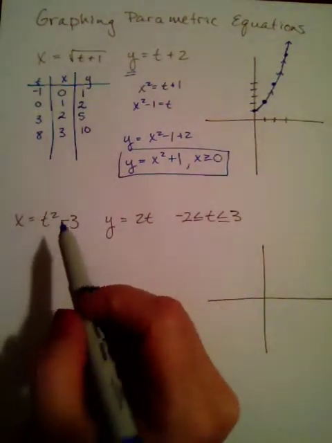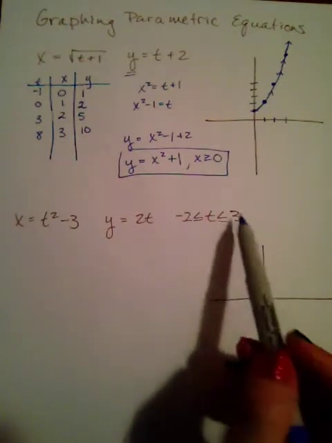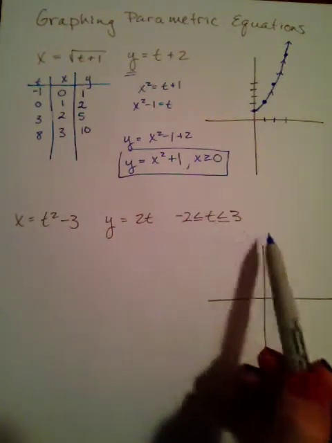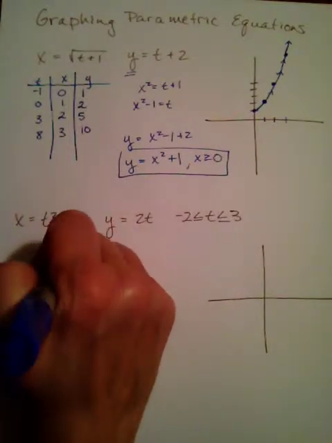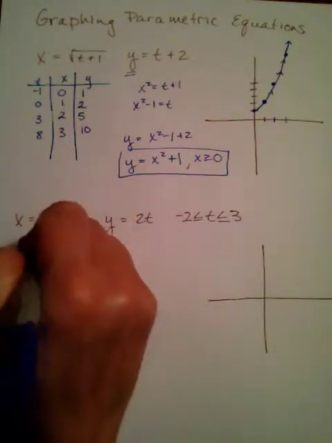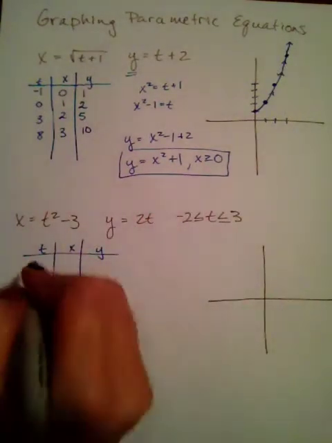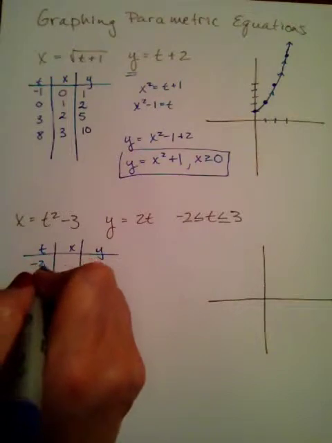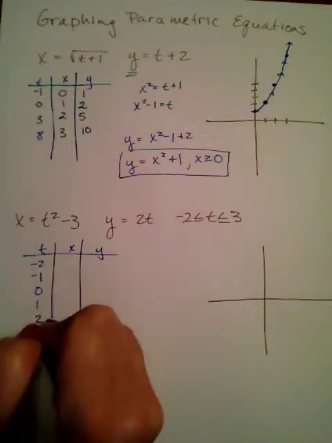For this parametric equation, x equals t squared minus 3 and y equals 2t, you're given a range of t values. So I'm just going to use those to actually plot my graph. So I'm going to make a t, x, y chart. And I'm going to start with t equals negative 2, go to negative 1, 0, 1, 2, 3.